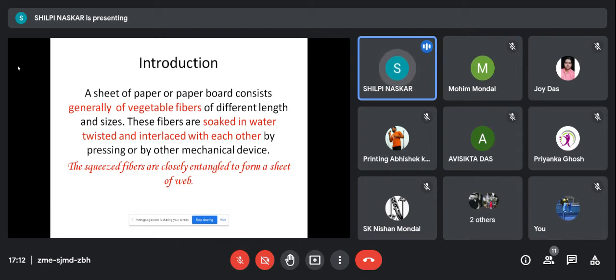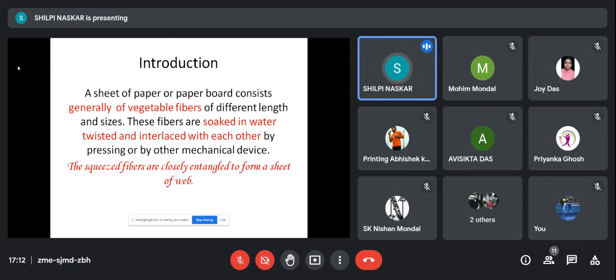So, to start with paper technology. The term paper actually came from the Greek word papyrus. Initially it was created from the bark of the papyrus tree, but now there are different kinds of sources of raw material from which paper can be manufactured.